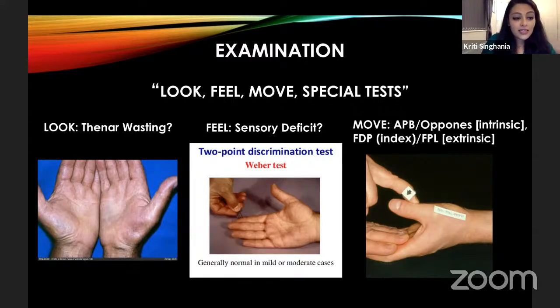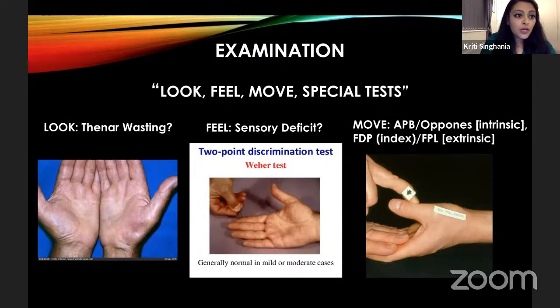The other test is the 10 test, which is something I use in clinic. So I would touch the patient in the hand in an area that isn't affected and ask them what that is out of 10, which is normally 10 out of 10. And then I would go to somewhere within the median nerve distribution and touch the finger there, and they would then tell me what that is out of 10.